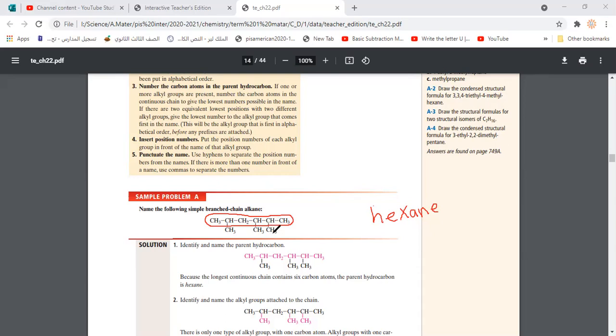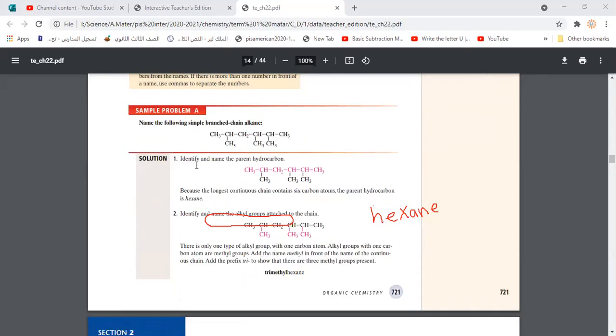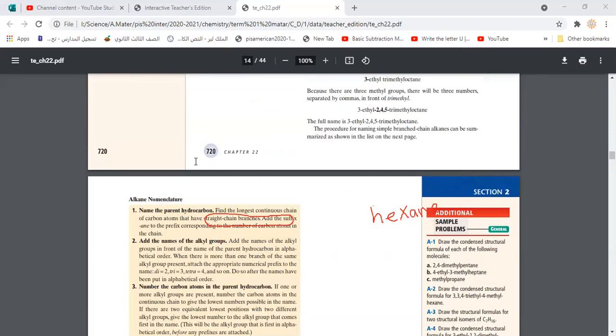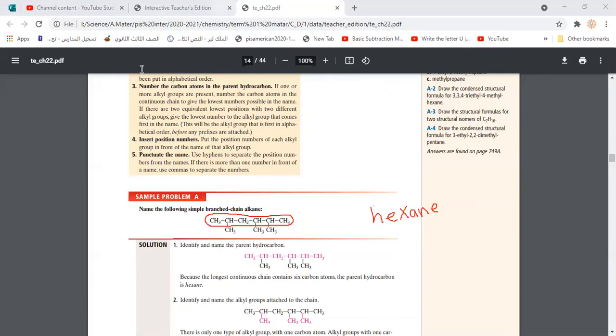So then we need to locate and find what these branches are. Are these branches similar or different? Similar. All of them are CH3. All of them are methyl groups. So that means we have 3 methyl groups, but these 3 are located on which carbons? Are we going to count from this side or that side? Which side are we going to count from? From the left. From here?